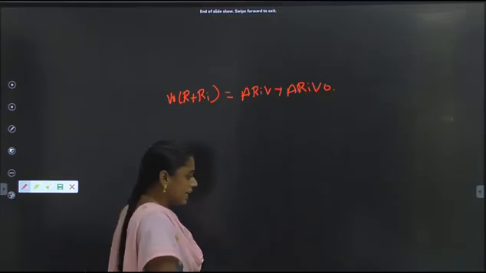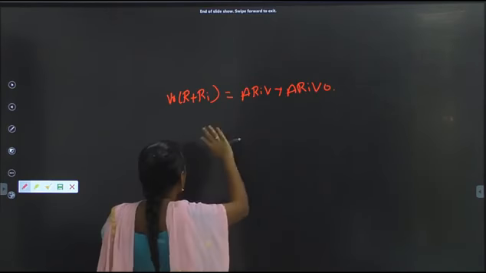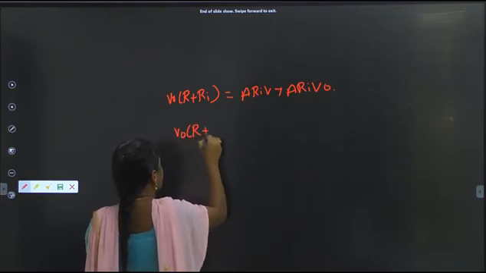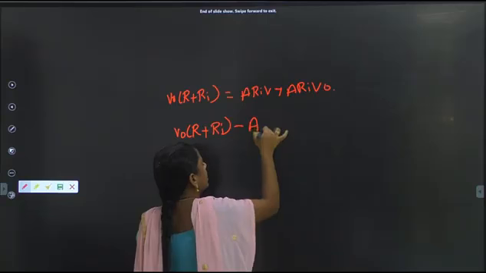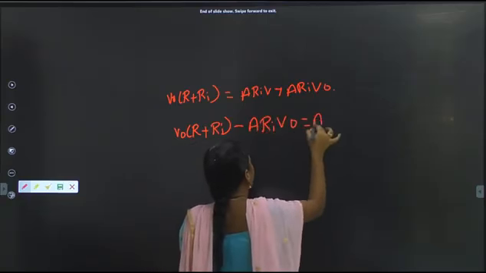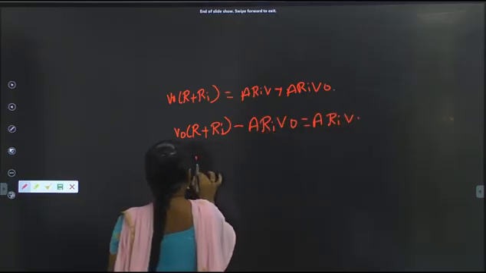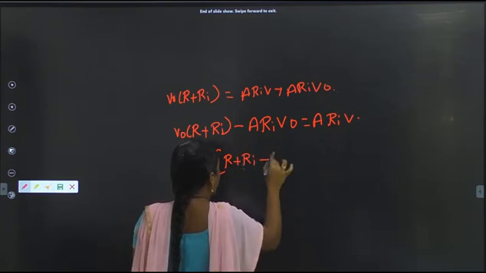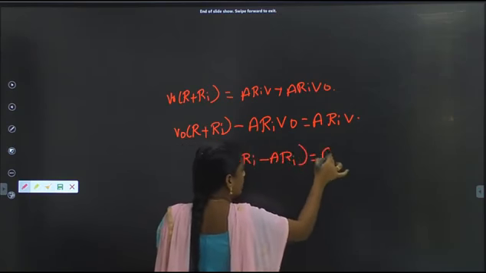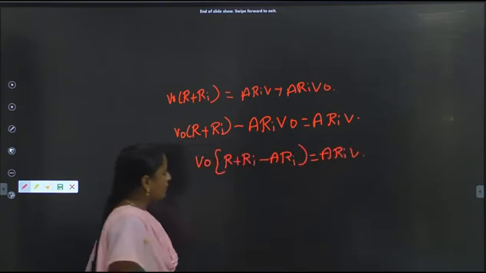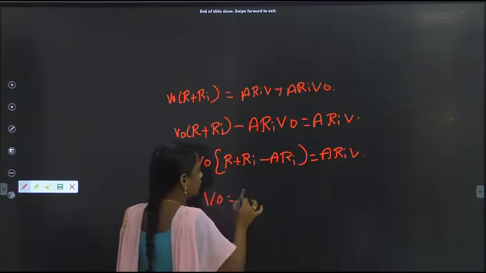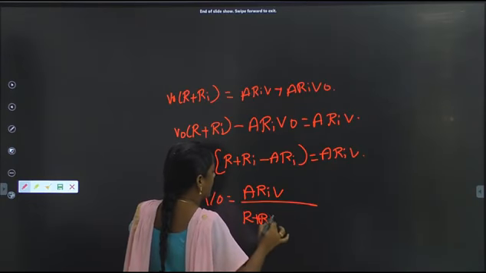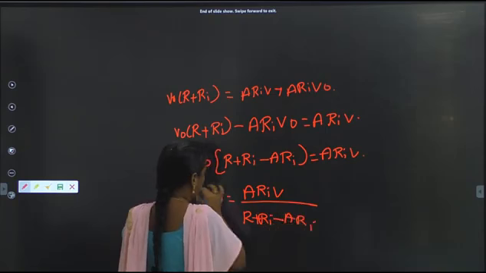So just take V naught terms on one side. That is V naught of R plus Ri minus A into Ri of V naught, which is equal to A into Ri of V. So just take V naught as common. That is R plus Ri minus A Ri, which is equal to A into Ri of V. So from that we find V naught. V naught is equal to A into Ri of V by R plus Ri minus A into Ri.